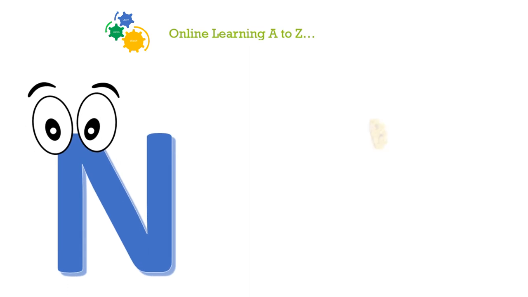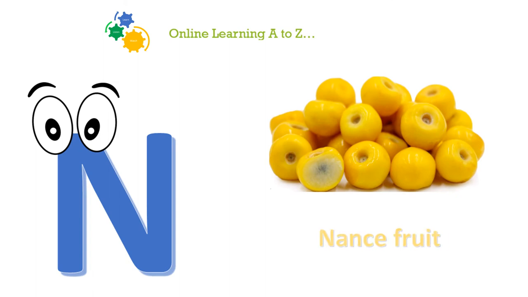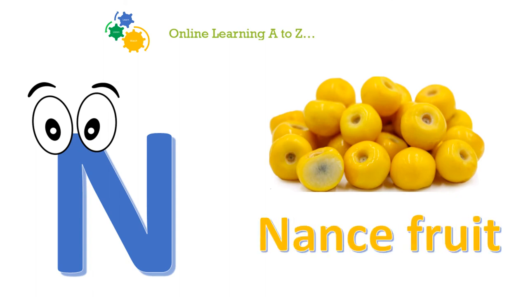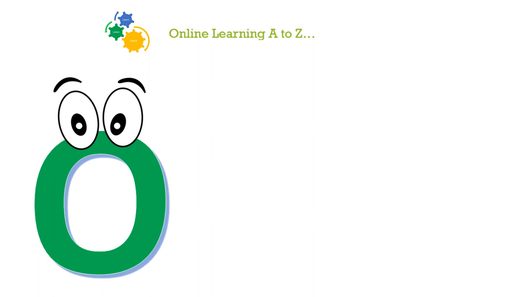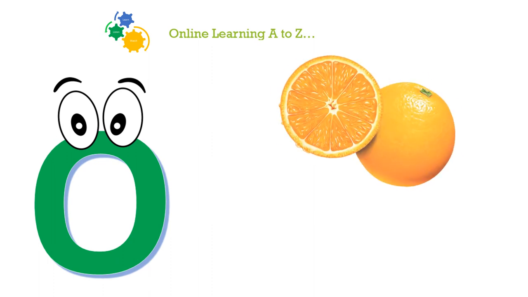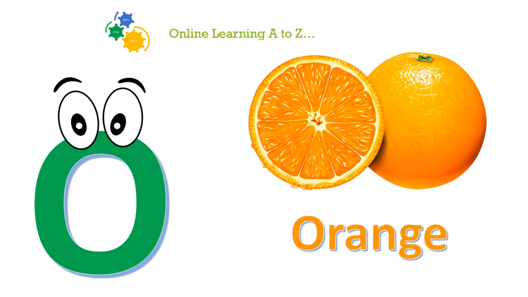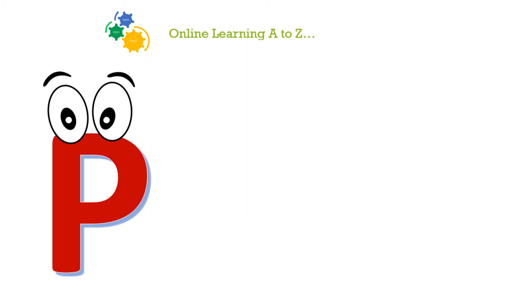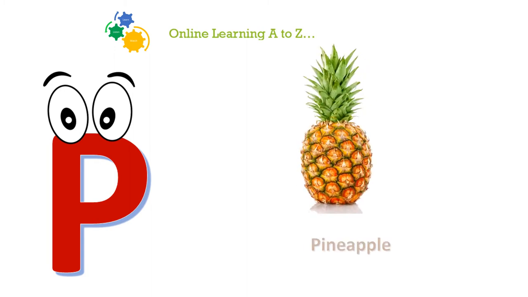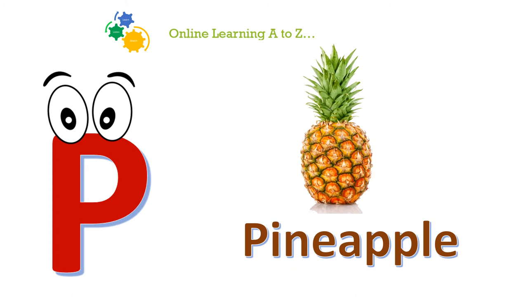N. N is for nuts fruit. N for nuts fruit. O. O is for an orange. O for orange. P. P is for pineapple. P for pineapple.